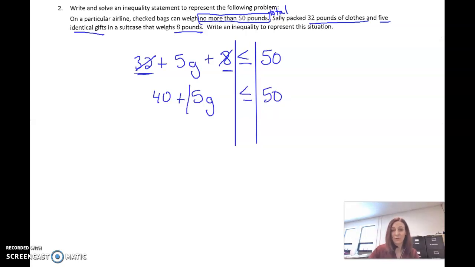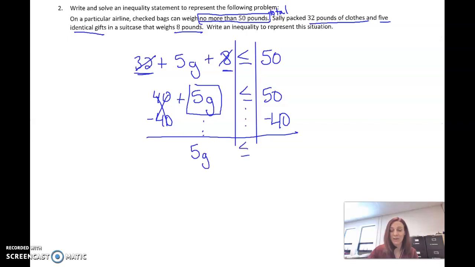Now, what are we solving for? 5g. So what do we have to get rid of? That 40. What can I combine with 40 to make it go away? Well, a negative 40 or minus 40. Whatever I do to one side of our inequality symbol, I've got to do to the other. 40 minus 40 or plus negative 40 is 0. Gone. Canceled. Bring down my 5 times g. Bring down my inequality. 50 minus 40 or 50 plus negative 40 is 10.